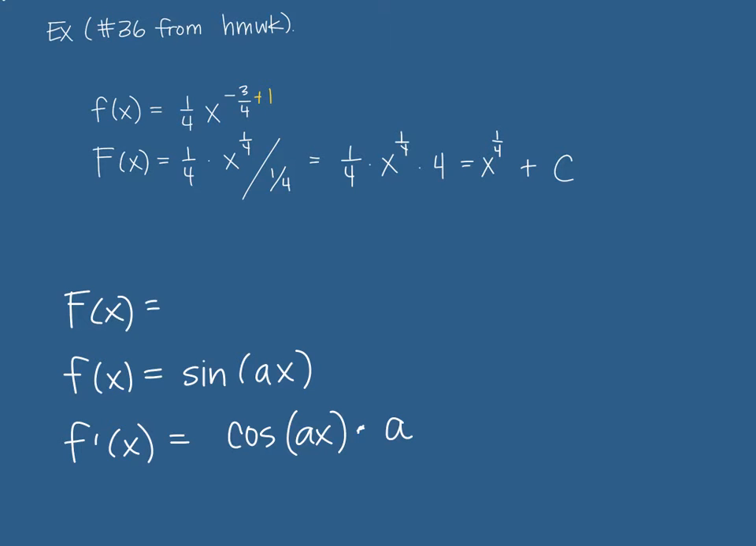F of x. Okay, so if the derivative of sine was cosine, what do you think the antiderivative of sine is? Negative cosine of ax. And if the chain rule was multiply by a, what do you think the anti-chain rule is? Divide by a, and then plus c.